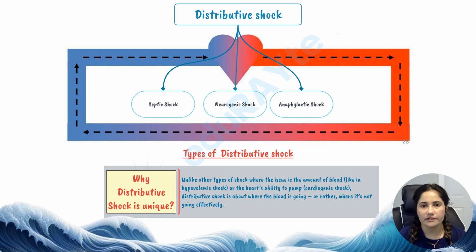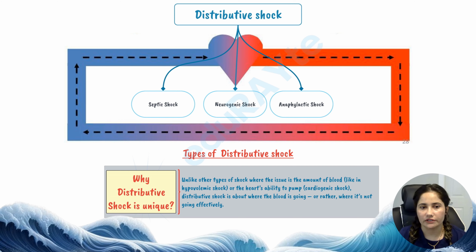The problem in distributive shock lies in the distribution of this blood within the vascular system. In distributive shock, there is widespread dilation of the blood vessels. This dilation leads to a significant decrease in systemic vascular resistance, causing blood to pool in the peripheral vessels. As a result, less blood returns to the heart and less oxygen-rich blood reaches vital organs.